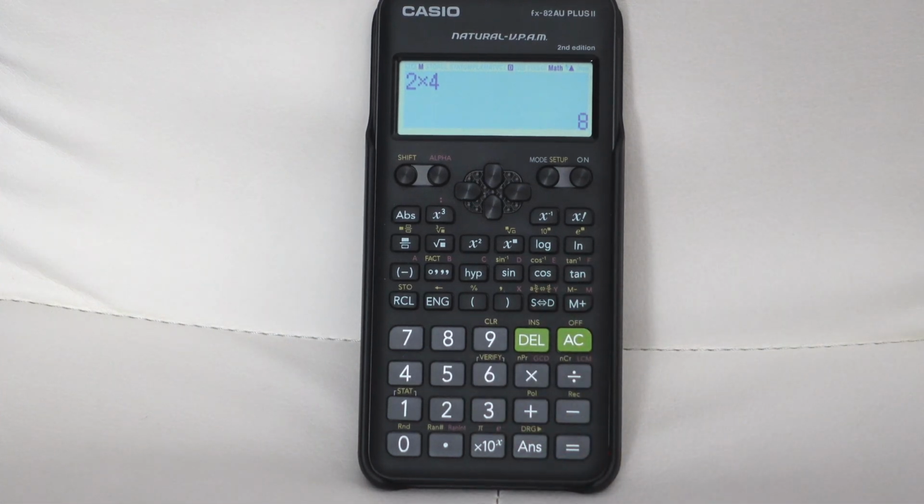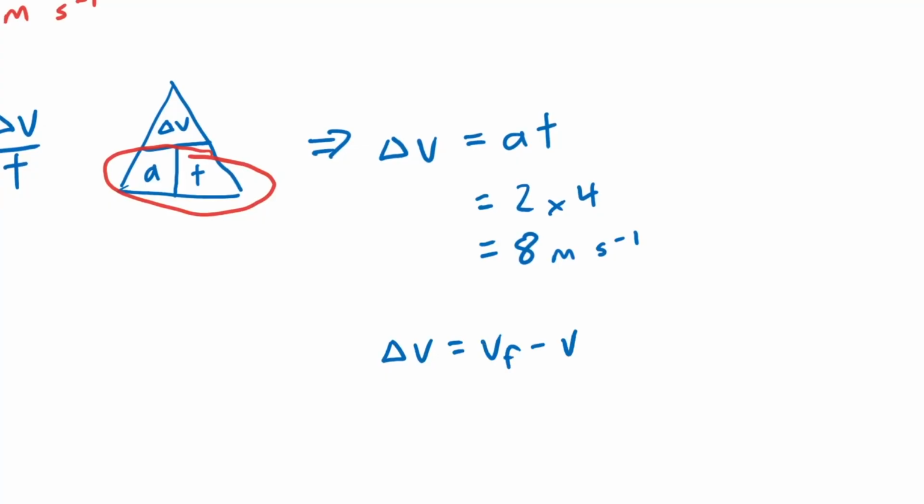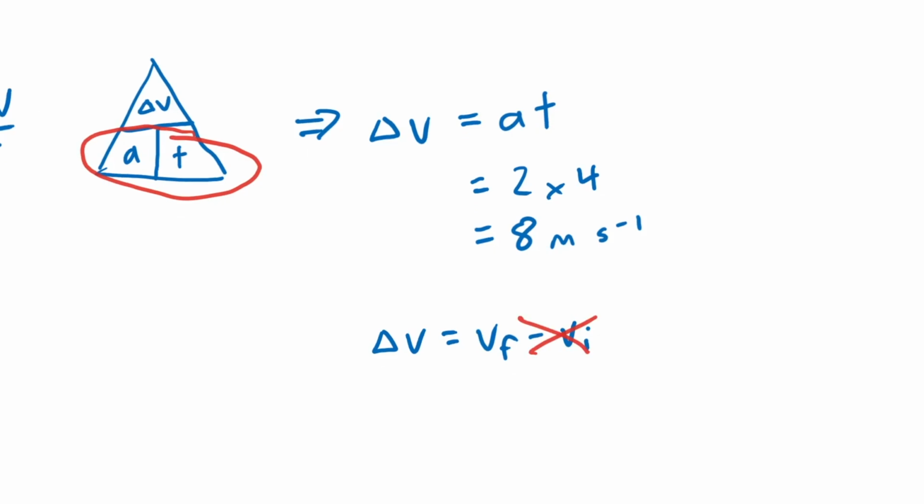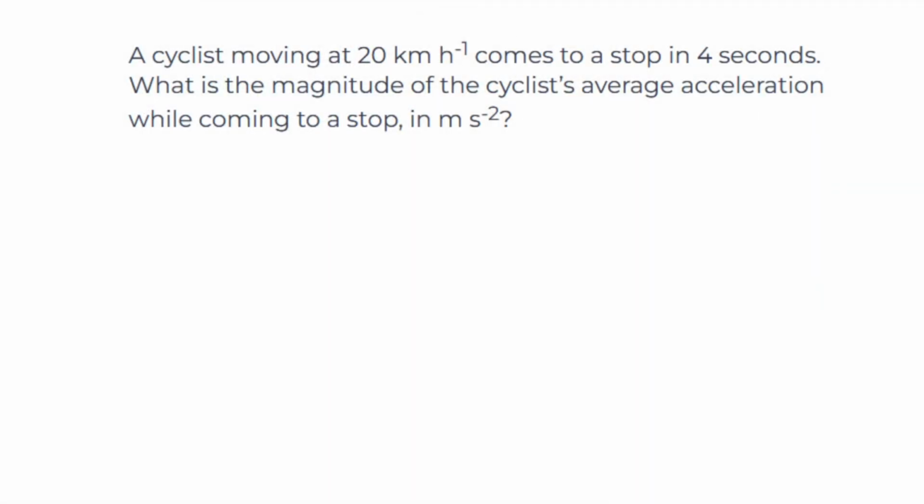We then use the equation delta V is equal to Vf minus Vi. Vi is 0, so we can get rid of that. Our answer will be 8 meters per second. Question 8. A cyclist moving at 20 kilometers per hour comes to a stop in 4 seconds. What is the magnitude of the cyclist's average acceleration while coming to a stop in meters per second squared?